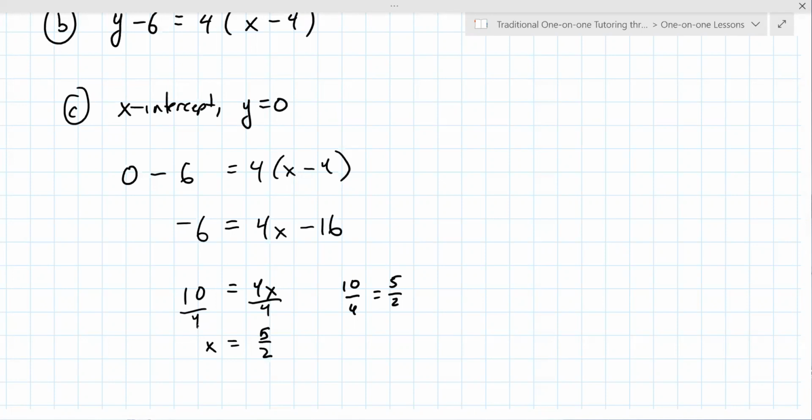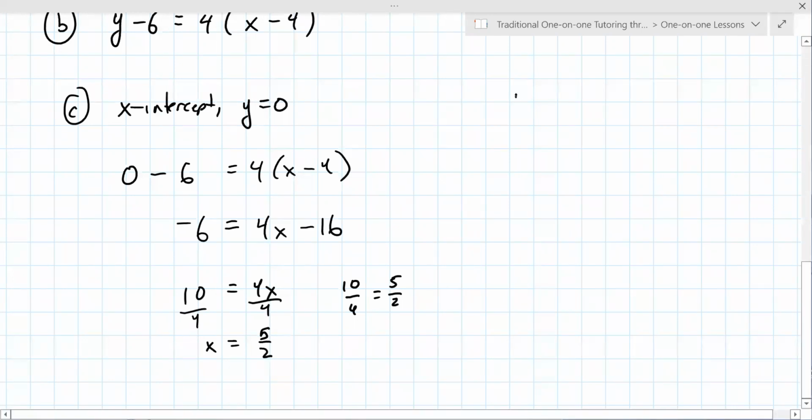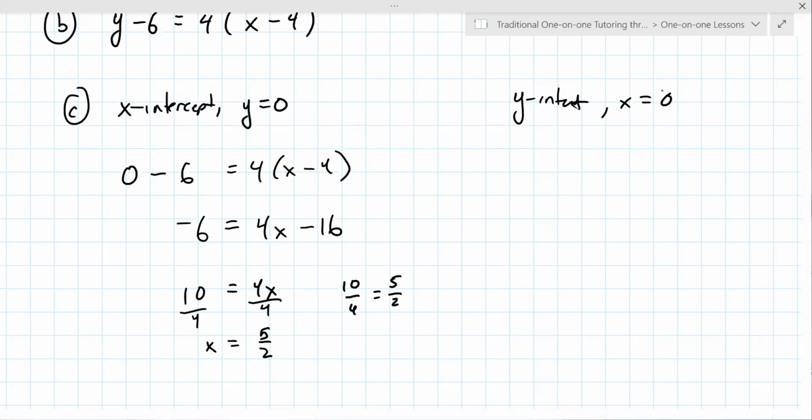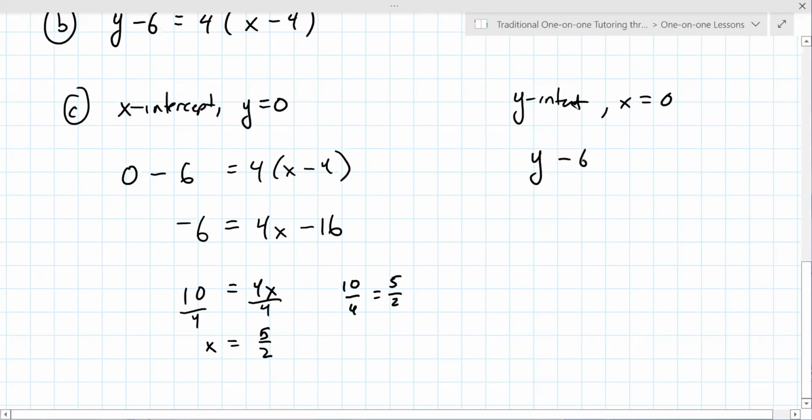All right, I'll try and solve for y right now then. So let's do the other one. Let's do the y-intercept, which is when x equals 0. I think y equals -10. And you've already solved it. Okay, so y minus 6 equals 4 times 0 minus 4. Y minus 6 equals negative 16. Y equals negative 10. Good.